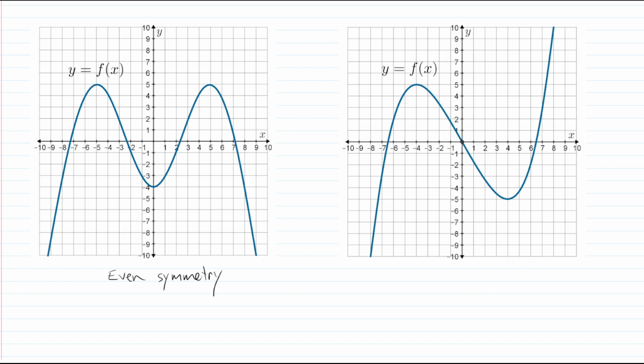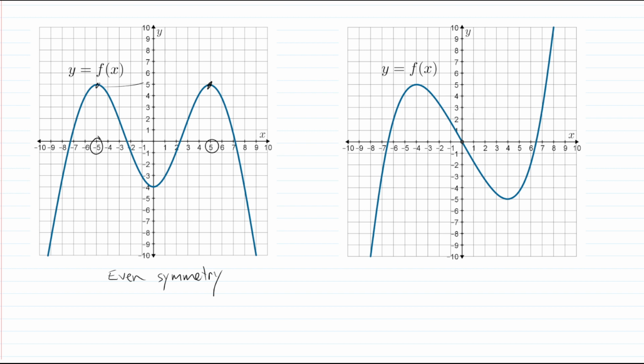Okay, so what does that mean? Well, it means that if, for example, we are looking at an x value of 5 and an x value that is the same number but with the opposite sign, so -5, notice that these two x values give us the exact same y value. In particular, they both give us a y value of 5.